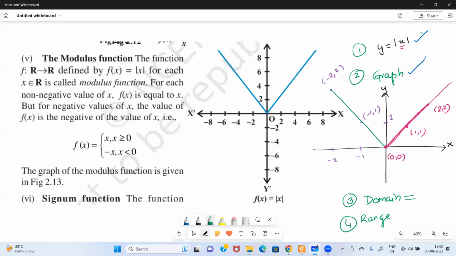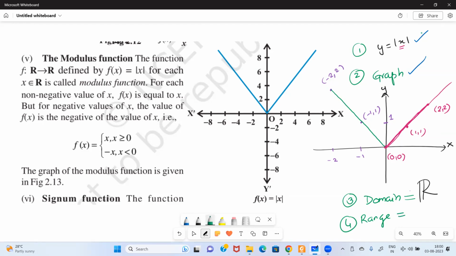So domain is nothing but the set of values that x can take. So x can take any real number. So domain of the function y equal to mod x is real numbers. Clear? Yes, sir. Great.